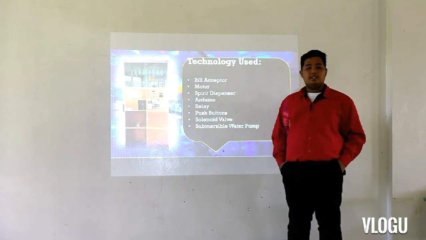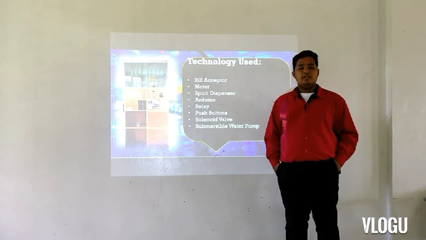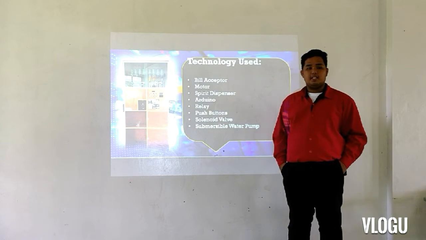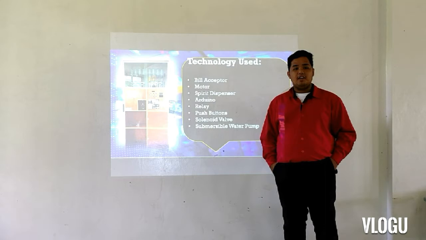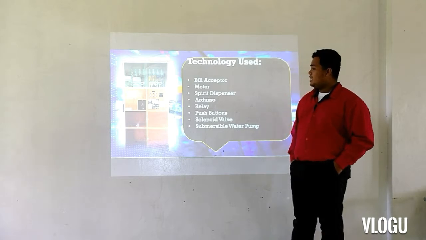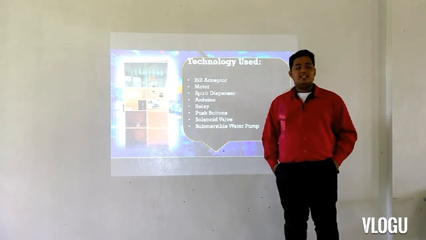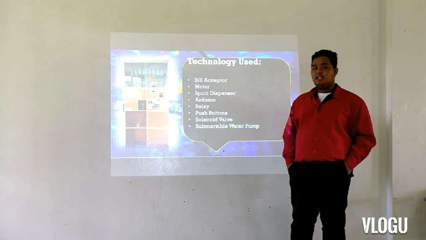Next is the spirit dispenser. It is an instrument designed to measure the exact amount of shots of alcohol or spirits. Then, the Arduino. It is a microcontroller board that can be used in different projects like robotics and many more. This will let the user upload code for a specific project. The next one is the relay. It is a digital switch to control much higher voltages and currents than your normal Arduino board does.